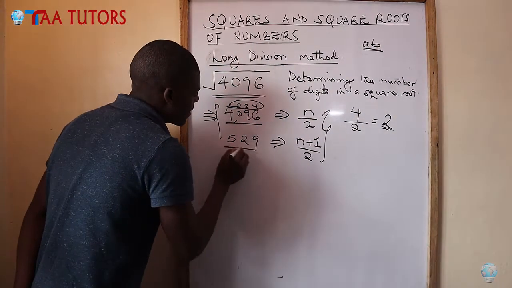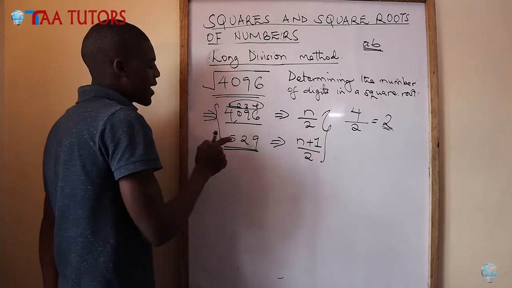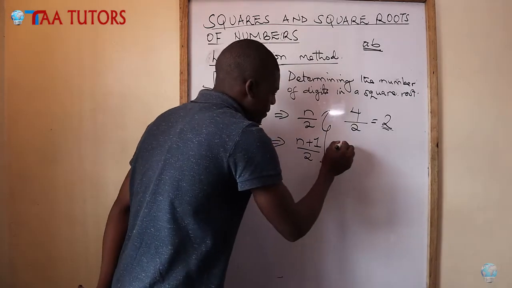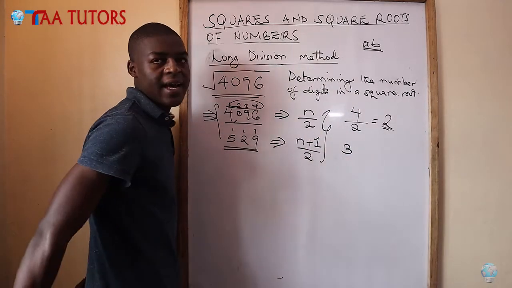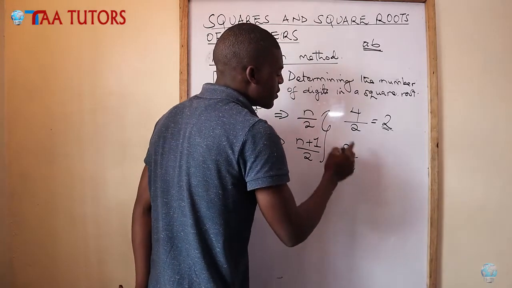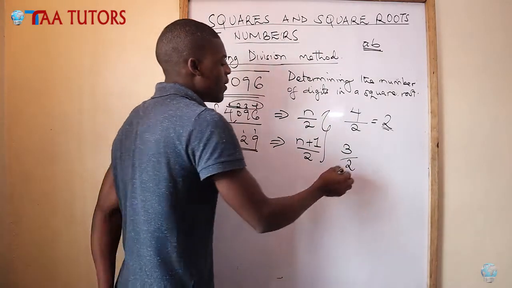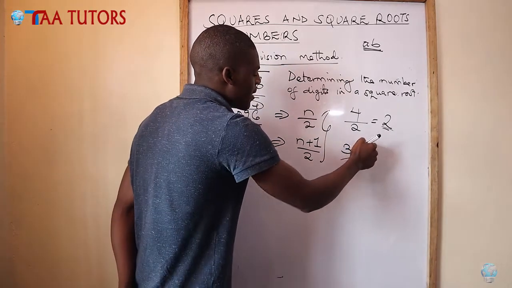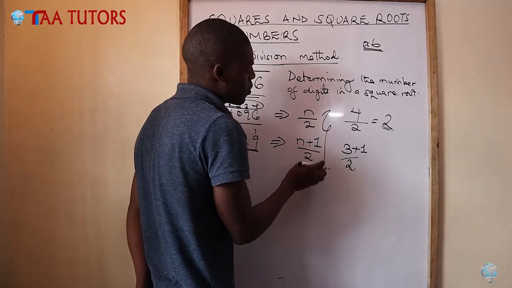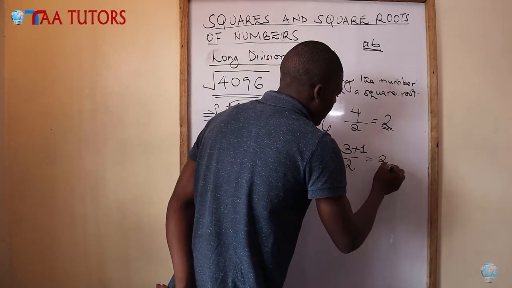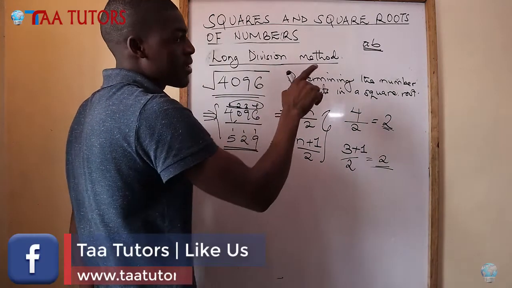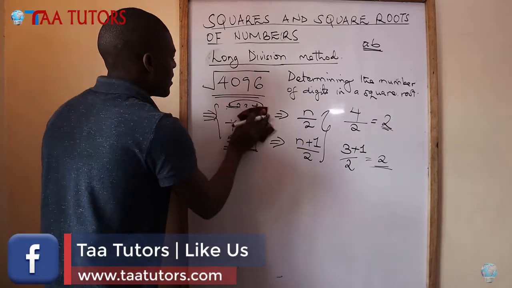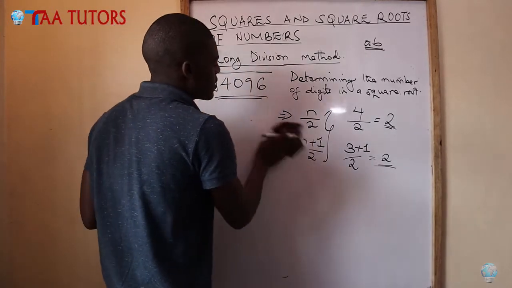When we have a number like 529, we can see that the digits are 3: 1, 2, 3. This 3 is an odd number. When we divide by 2 directly, we are going to find a decimal fraction. So what we do, we add 1 to the number n, then we divide by 2. This makes it even so that we are capable of dividing by 2, so that we have 2 as the number of digits in the square root. Now, let's do this to see if that is actually what is going to take place.